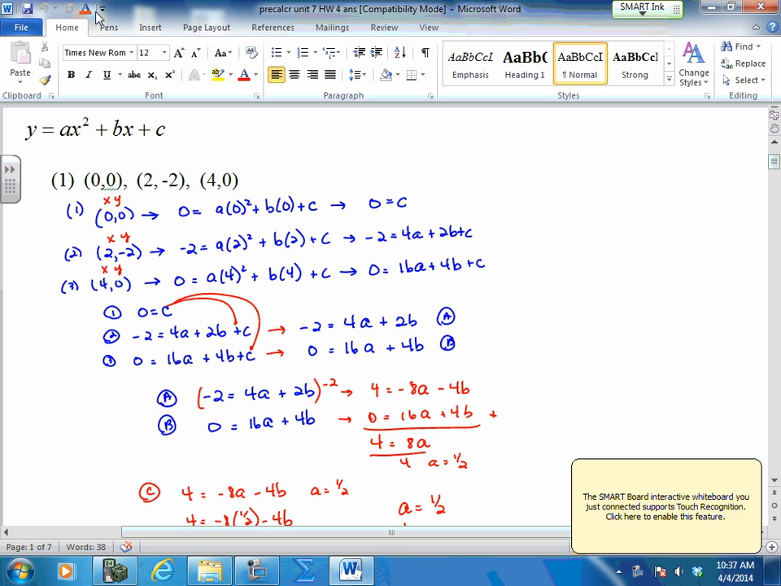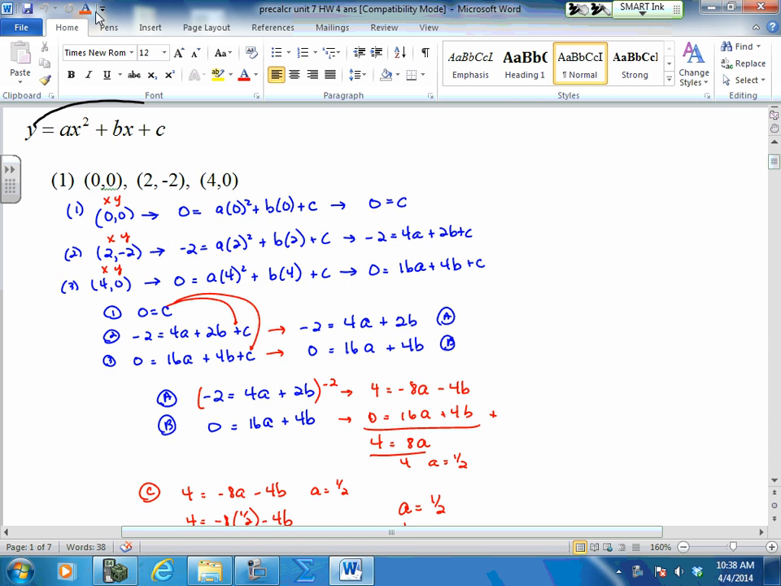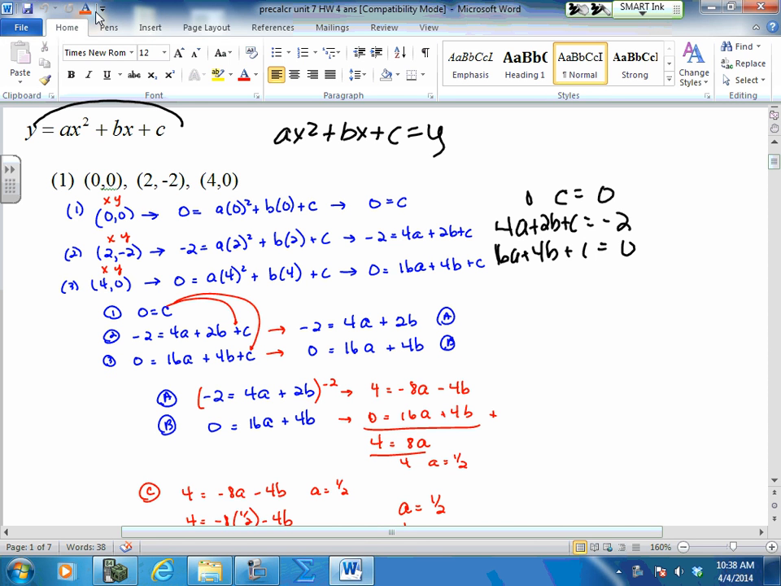Equations, and again, do the x, y, and z. I put the y on this end, and then turn these around. So you want c equals 0, you want 4a plus 2b plus c equals -2, 16a plus 4b plus c equals 0. Plug these in with the zeros.